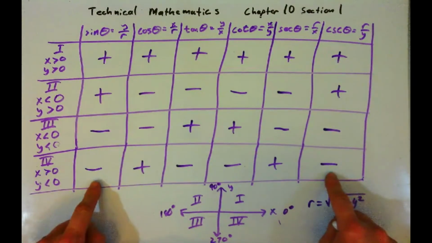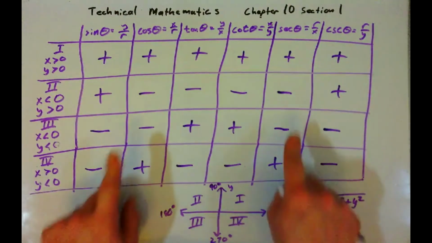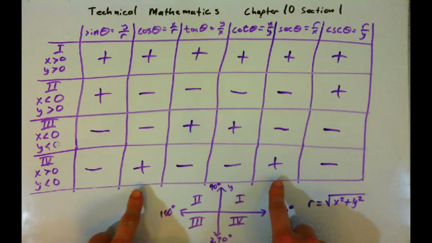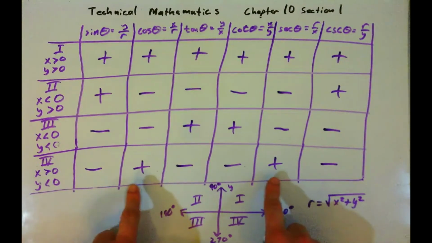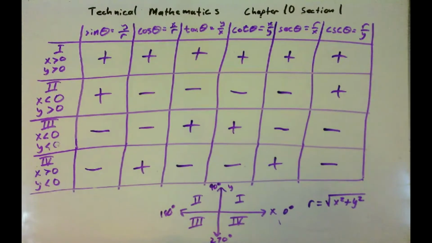Notice that the sine and the cosecant, which are reciprocals of one another, have the same sign depending on which quadrant they're in, right? They're both negative in the fourth, they're both negative in the third, positive in the first and second. Cosine and secant are reciprocals of one another. They have the same sign, depending again on which quadrant they are in. And the tangent and the cotangent are reciprocals of one another, and so again they have the same sign depending on which quadrant they're in.